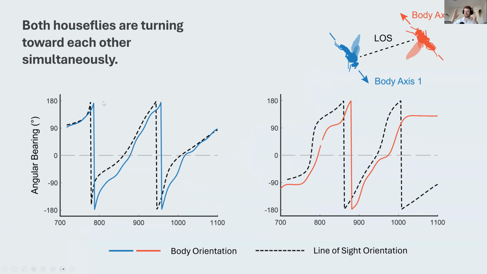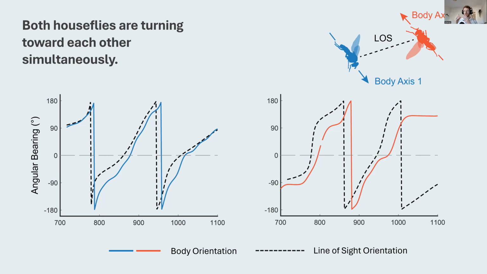Indeed, that's exactly what we see. We see that they're both turning towards each other the whole time, until one of them, in this case the red one, loses track of the other, and then it's shooting off to try and escape. While the blue one, you can see this blue line go and join the dotted line, which means it's really well locked onto the target.